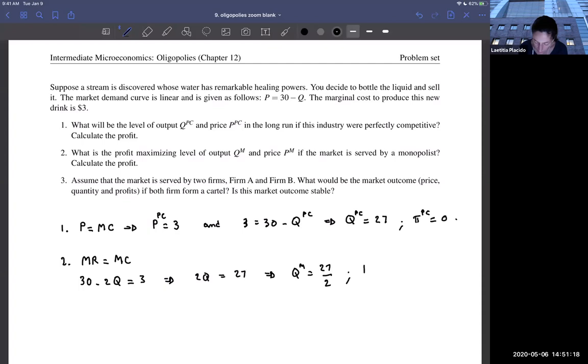What is the equilibrium price? So the equilibrium price is 30 minus QM, which is equal to 13.5. So the price is 16.5. Okay. So nothing difficult so far.